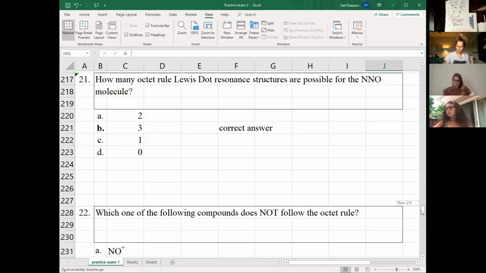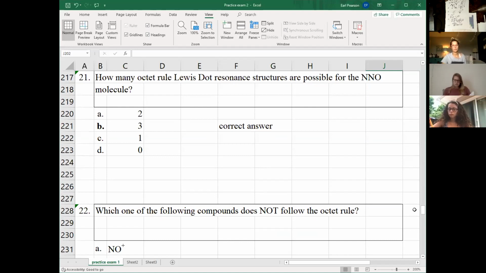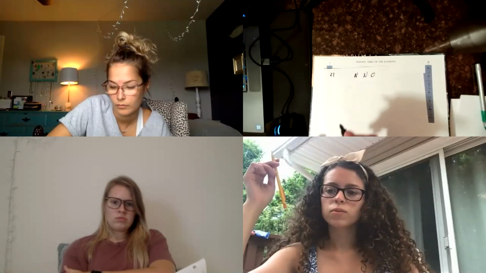21. How many octet resonance structures are there in NNO? I wrote it that way because I wanted you to bond it that way. I didn't say N2O. That's the formula for the compound. But I wanted you to bond it in this order. So I've got N, N, O. Let's stop the share, and now you can see what we're doing.